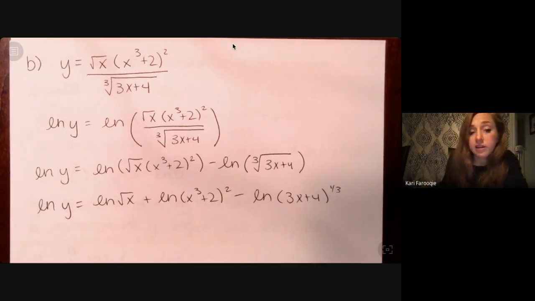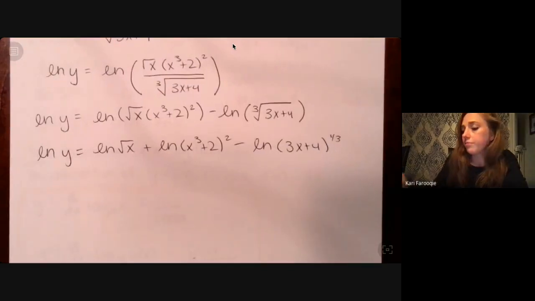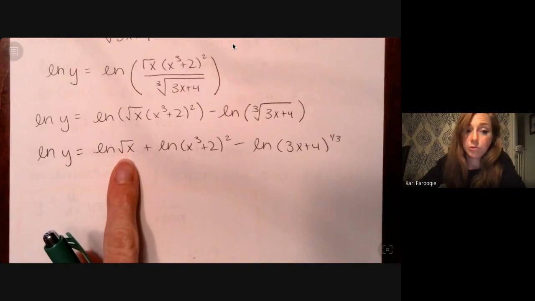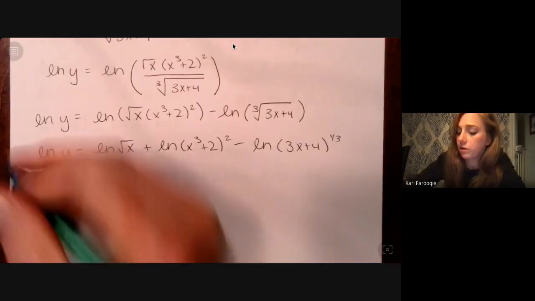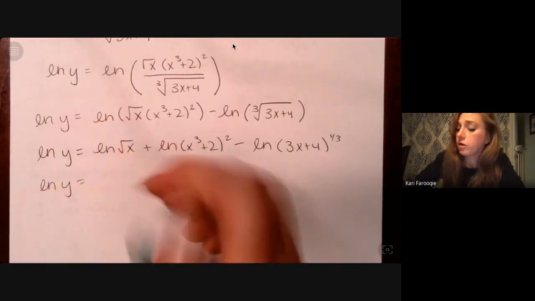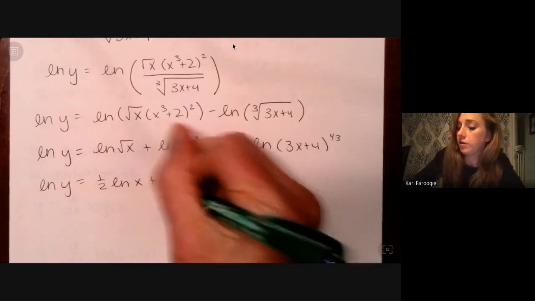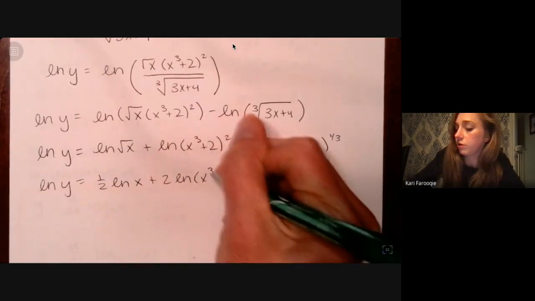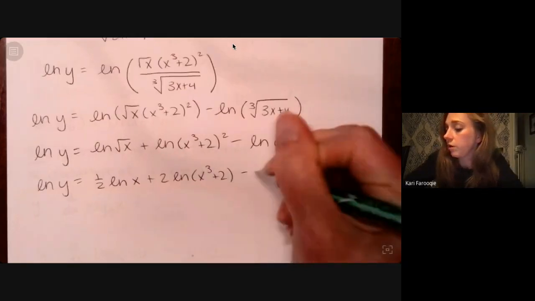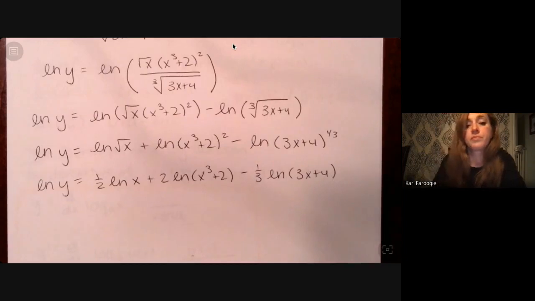And now the last thing I have left to do here is just to rewrite powers in front of the logarithms. And really, this is x to the 1/2. I feel like we should be able to make that leap pretty quickly. But the square root of x is x to the 1/2. So I'm going to pull out the 1/2 in front. And then I have twice the natural log of x cubed plus 2 minus 1/3 times the natural log of 3x plus 4. Now, again, I have not taken a derivative yet.